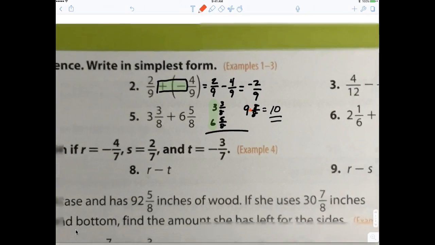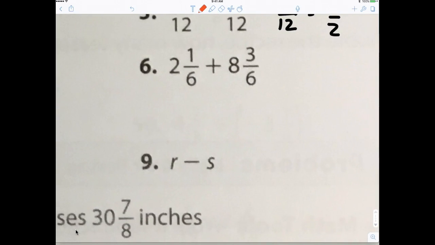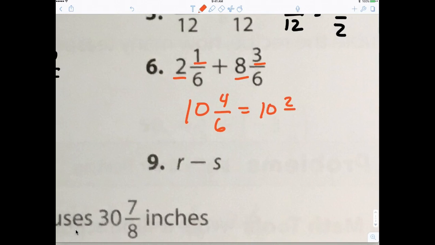All right. Now, question number 6. This should be relatively easy, because we're simply adding 2 plus 8, and 1/6 plus 3/6. So we're going to say 10 and 4/6. Every time you do a fraction, you always look to see if you can reduce. And I know everybody in here can reduce 10 and 4/6. I know that's not the issue. The issue is adding and subtracting positives and negatives. That's what the issue is.